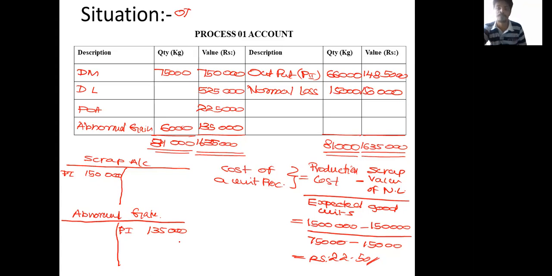Okay, too much of profit. So we need to balance that. So we can transfer this. So abnormal gain can be deducted by using this strategy. So what we need to do, just transfer the scrap value to the abnormal gain account. Scrap value belongs to the 6000.